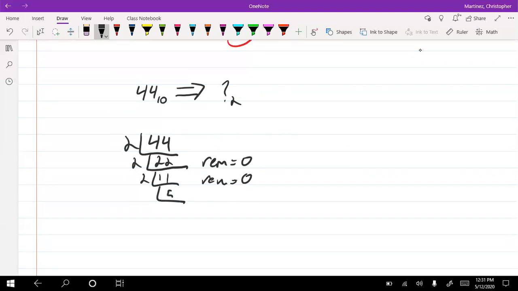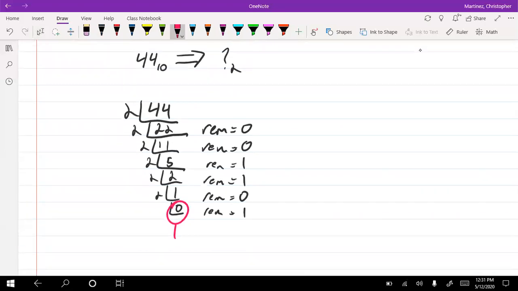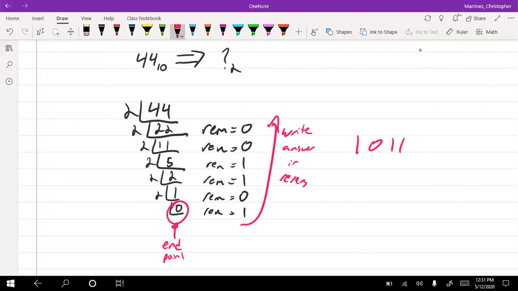Divide 11 by 2, that will be 5. We have a remainder of 1. Divide 5 by 2, that gives us 2 with a remainder of 1. Divide 2 by 2, that gives us 1 with no remainder. Divide 1 by 2, that gives us 0 with a remainder of 1. Remember, when we get to this 0 right here, that's the end. We got to get to a 0 at the bottom part. Then we're going to write our answer in reverse. So 1, 0, 1, 1, 0, 0.